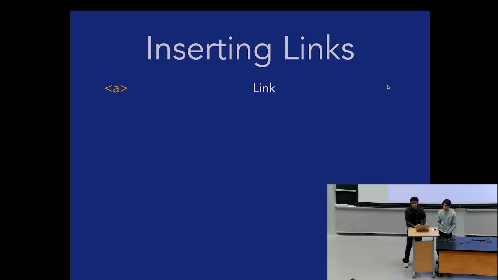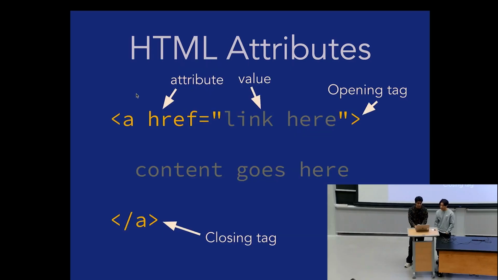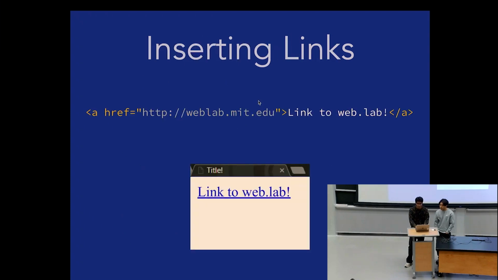Some common places that you might be using attributes. One very common one is inserting links. The syntax for a link is just a, which stands for anchor, if you're curious. To insert a link, you'll add the attribute href, and the value is just going to be the link. So here's an example of that. If you click on this link, it'll go to weblab.mit.edu.